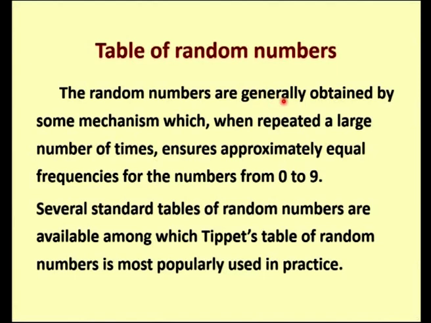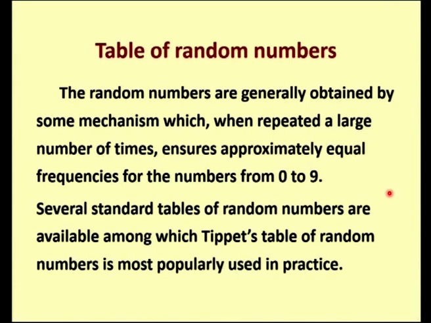So, this is not preferable. We have an alternate method, that is called the table of random numbers. Using the table of random numbers, we pick a unit from the population to constitute a sample. The random numbers are generally obtained by some mechanism which, when repeated a large number of times, ensures approximately equal frequencies for the numbers from 0 to 9. Several standard tables of random numbers are available, among which Tippett's table of random numbers is the most popularly used in practice.